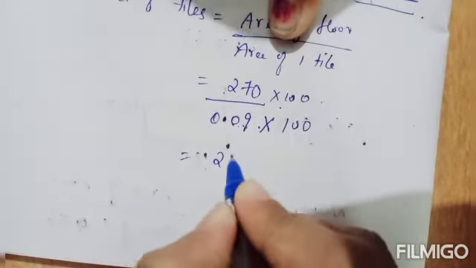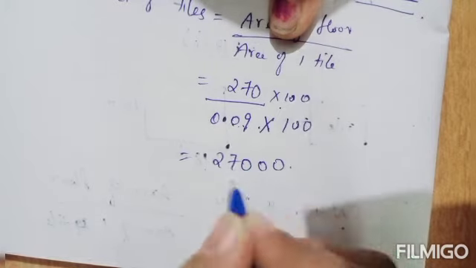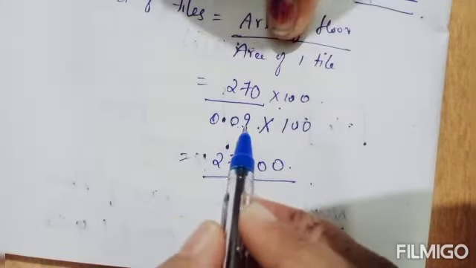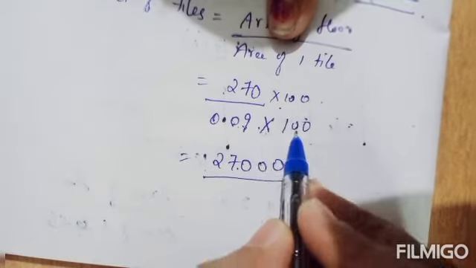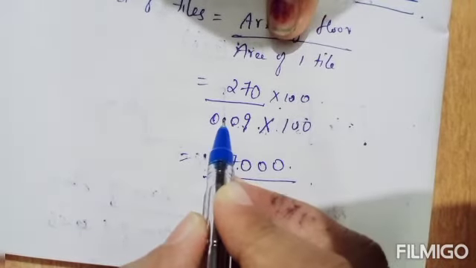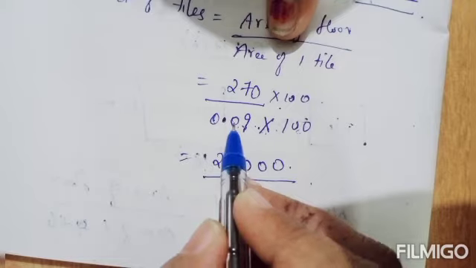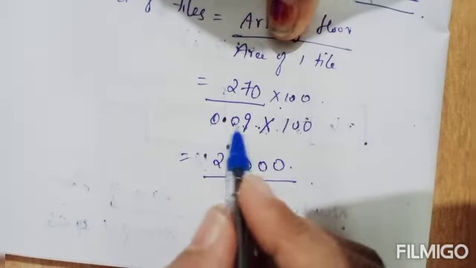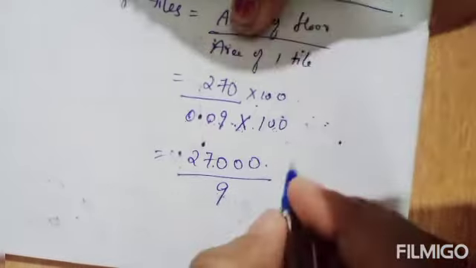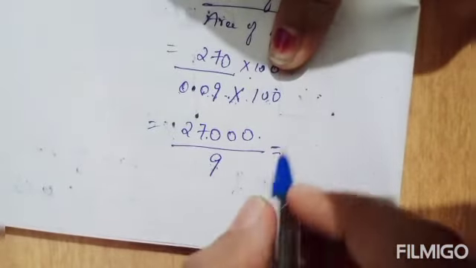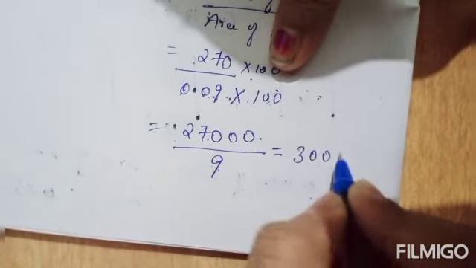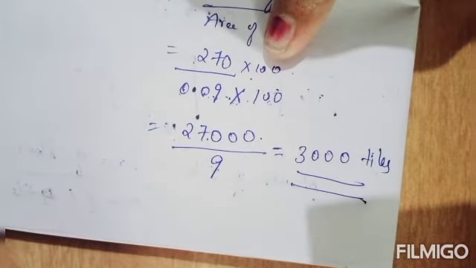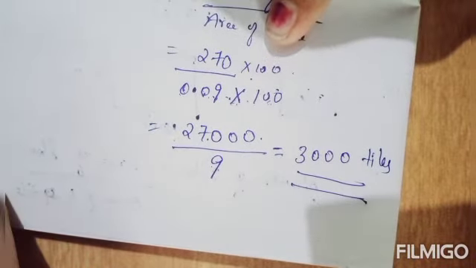So what will you get? 270 into 100 is 27,000, divided by 0.09 into 100. Multiplication by 100, so decimal point will move 2 places to the right. So this is 1, 2 here. You will get 9. Okay, 0.09 into 100 is 9. Now 27,000 divided by 9 you will get 3,000. So 3,000 tiles are required to cover that floor.